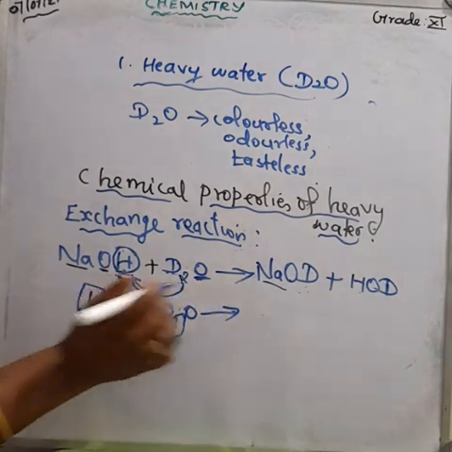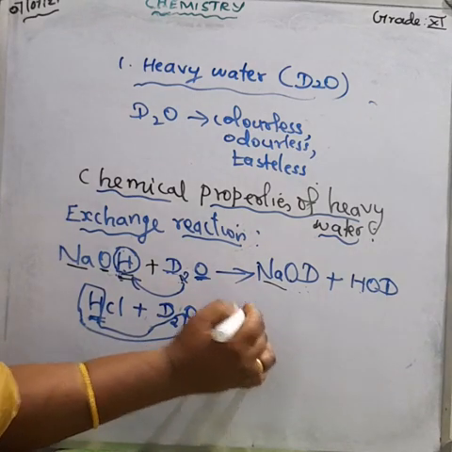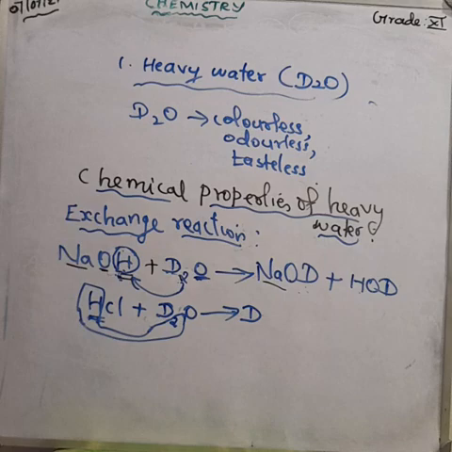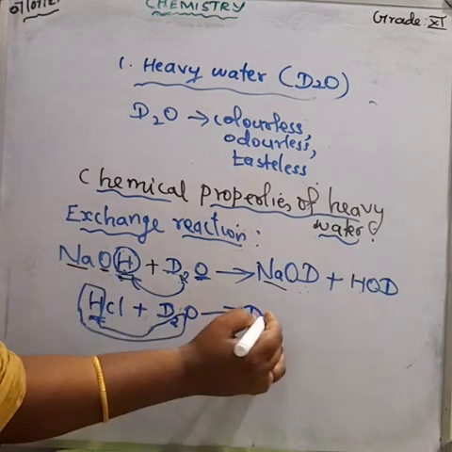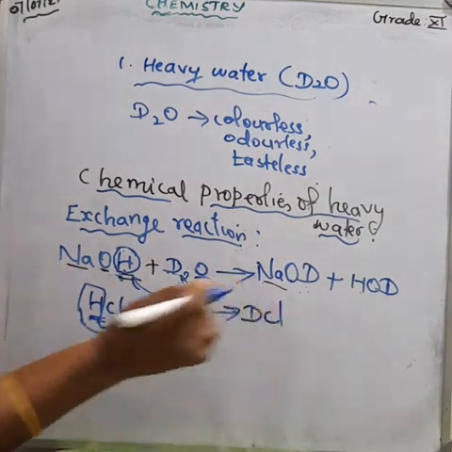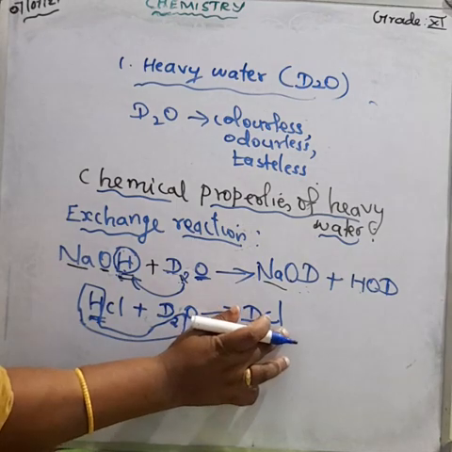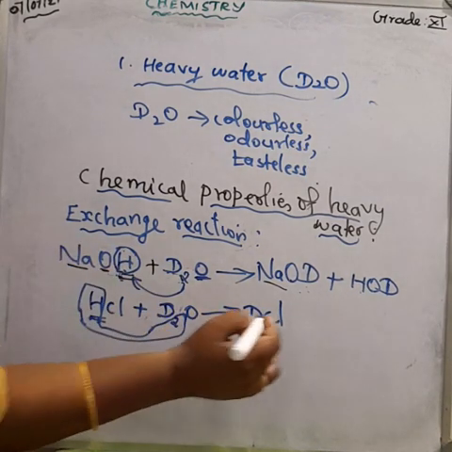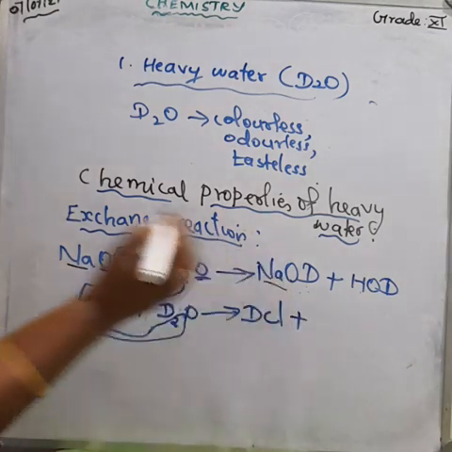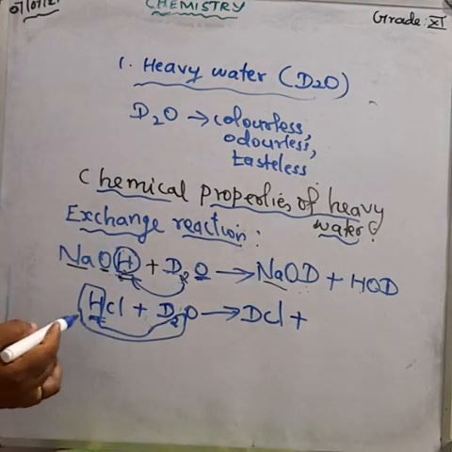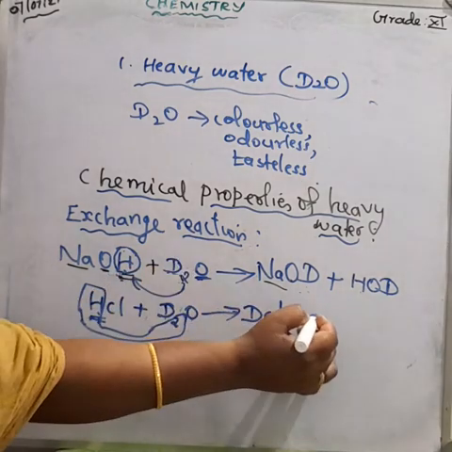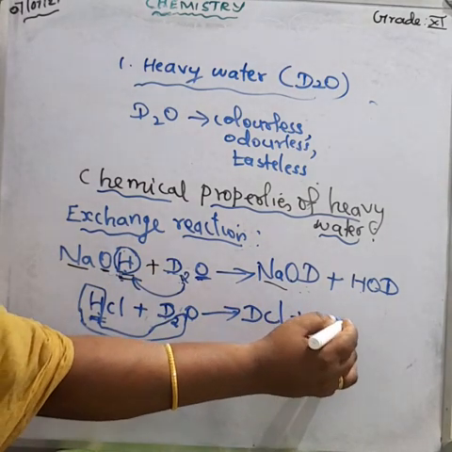So what is the product we get here? Instead of this hydrogen, one of the deuterium present in the heavy water takes its place. So we get DCl, deuterium chloride. And what is the remaining product? Here one hydrogen, one oxygen and one deuterium. So we get HOD.